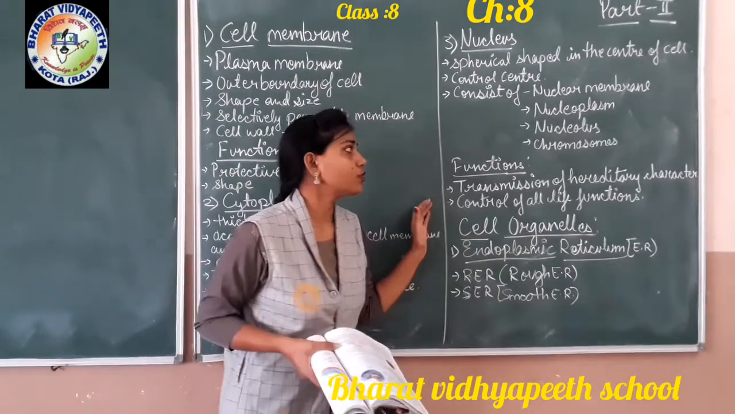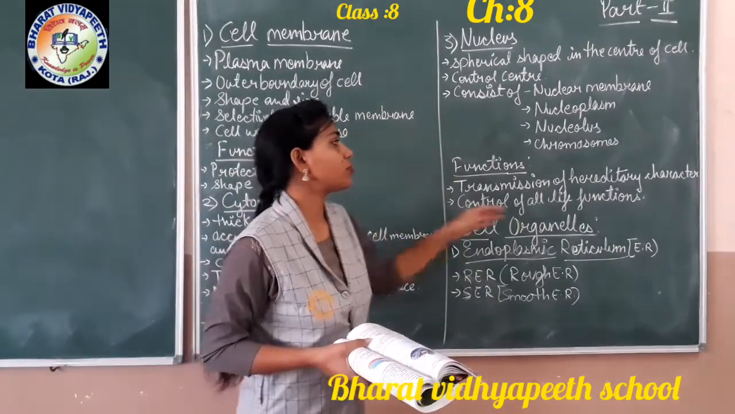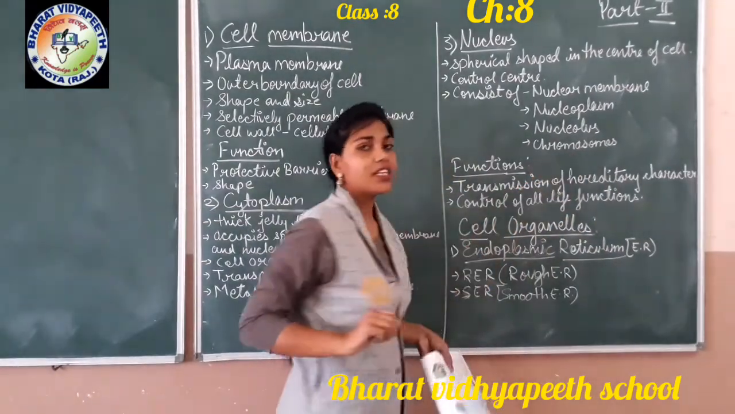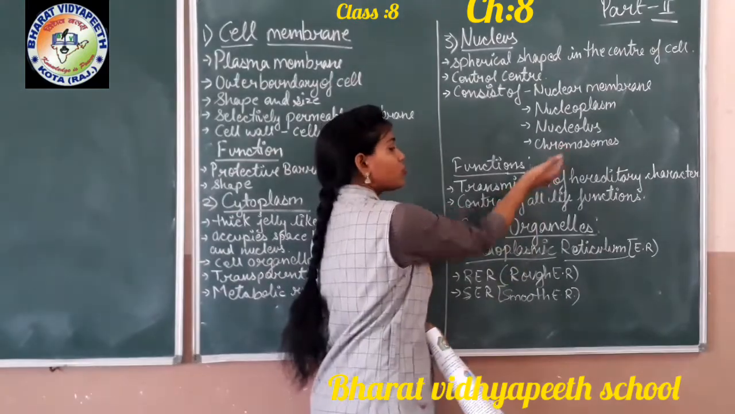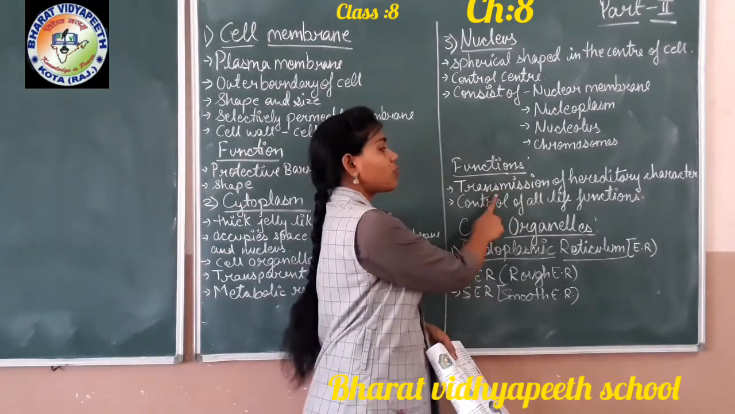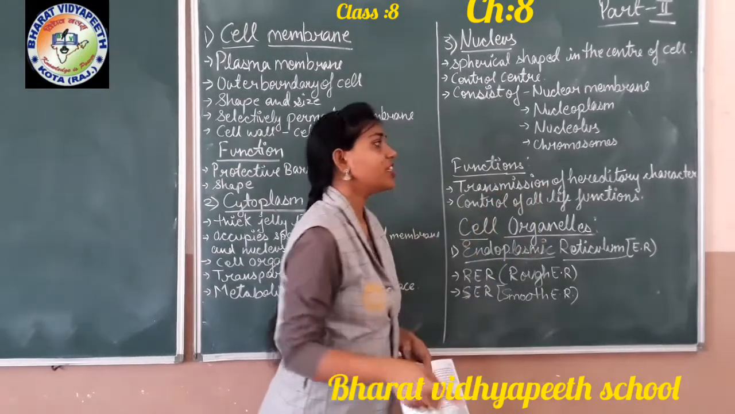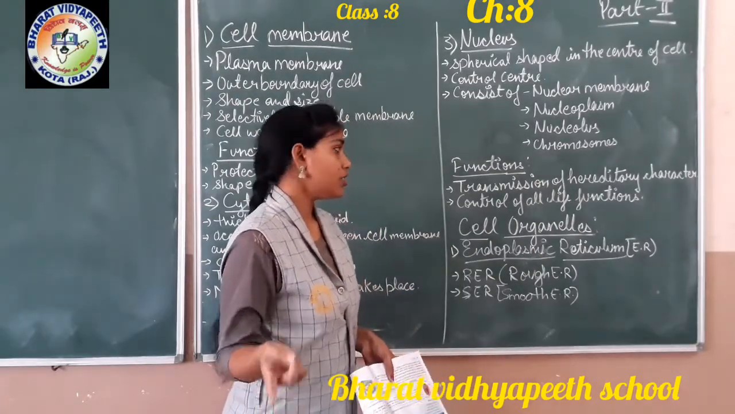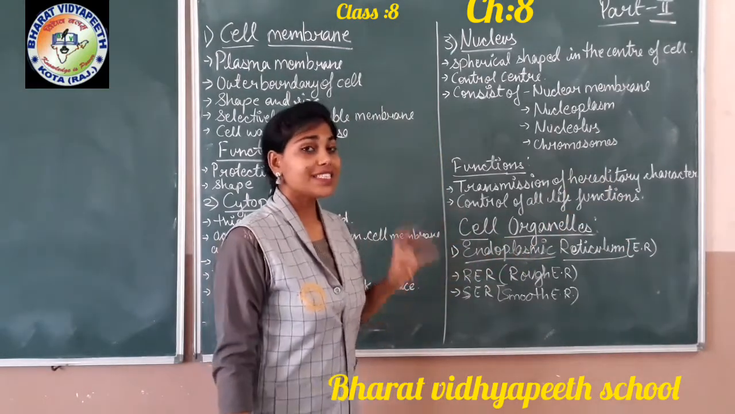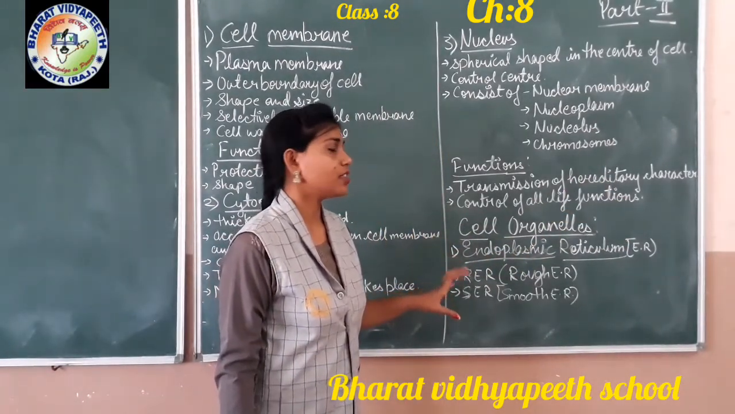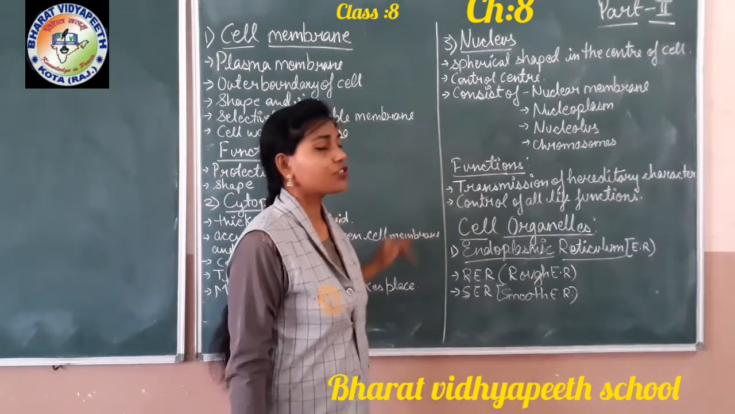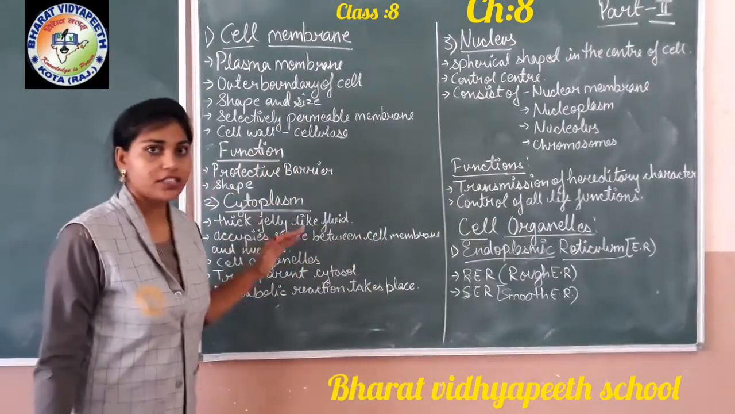After that, what are the functions of the nucleus? First, transmission of hereditary character from one generation to another. The chromosomes are the genetic material, and when they are transferred from one generation to another, this is done by the nucleus. That's why the function of the nucleus is transmission of hereditary character. Next is controlling all the life functions. Every function and all the processing done inside the cell is controlled only by the nucleus.